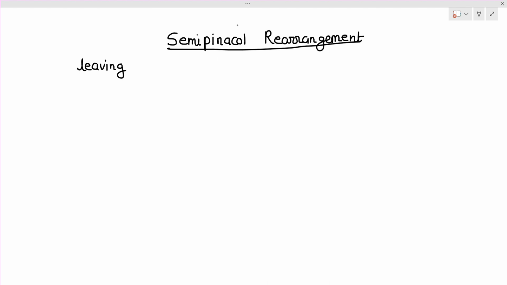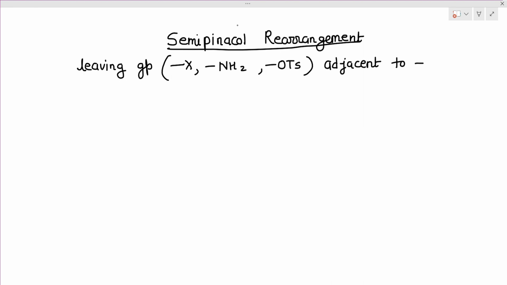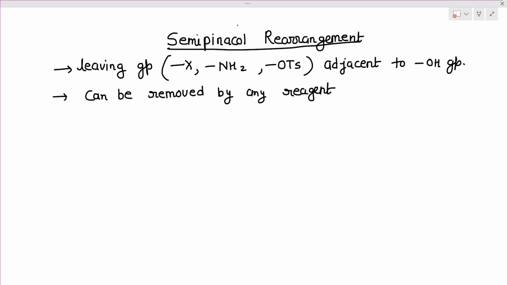Leaving group means any of the halide groups, maybe an NH2 group, or it may be an OTs group. Okay, such types of groups may leave if present adjacent to an OH group. Such a group is present and it can be removed by any reagent, then we get a carbocation. Okay, and then the same type of reaction happens, so it is called the semi-Pinacol rearrangement.